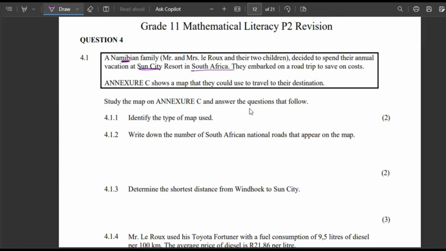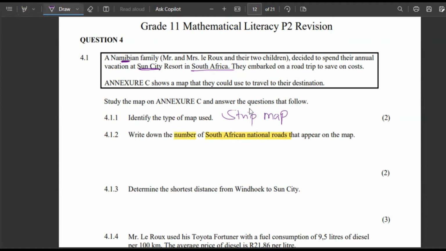All right, identify the type of map used. I've already told you it's called a strip map. Write down the number of South African national roads that appear on the map. Take note, they are saying South African national roads. Write down the number. They didn't say mention them. Write down the number. So we just need a number, either 4, 5, or 6.